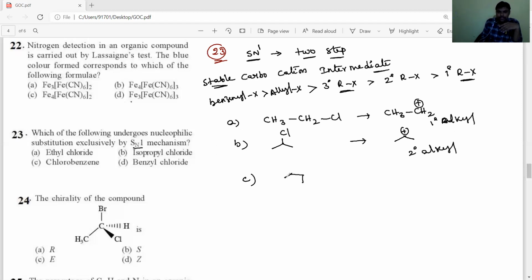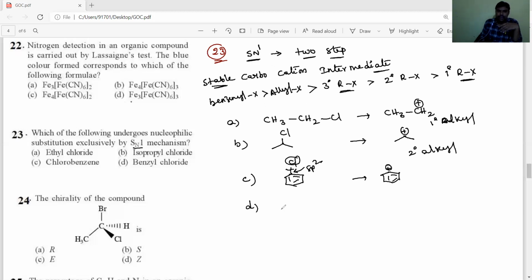And C is chlorobenzene. In chlorobenzene, chlorine is attached to an sp2 carbon, meaning a phenyl carbocation will form. So it is a very difficult formation. It is less stable and less reactive.